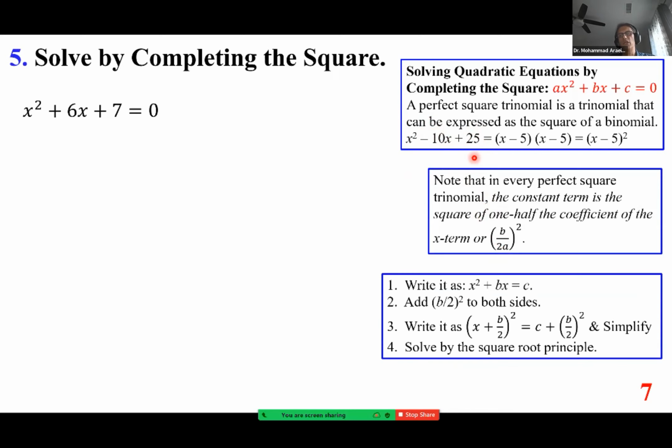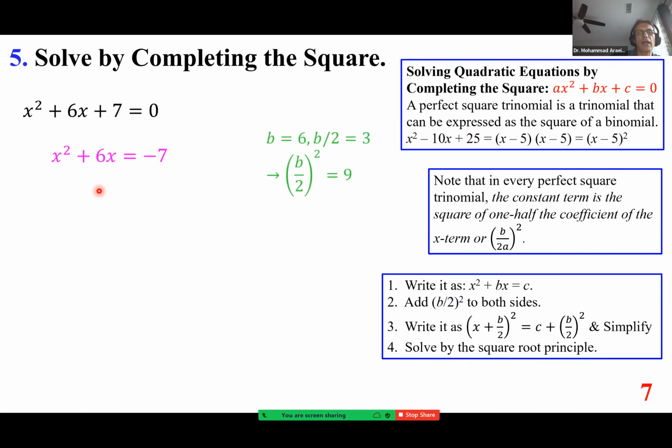Therefore, we move the constant and we add (b over 2) squared to both sides, and then we go to the previous step, which was the square root principle. In this case, we move the 7. Now b is 6, divided by 2 is 3, square it becomes 9. So add 9 to both sides.